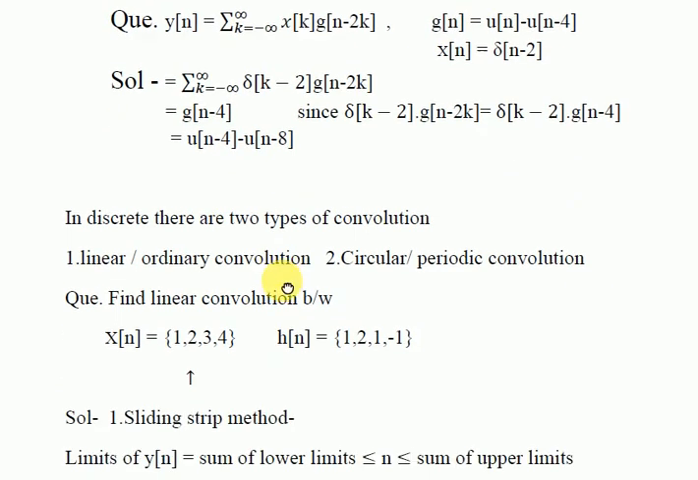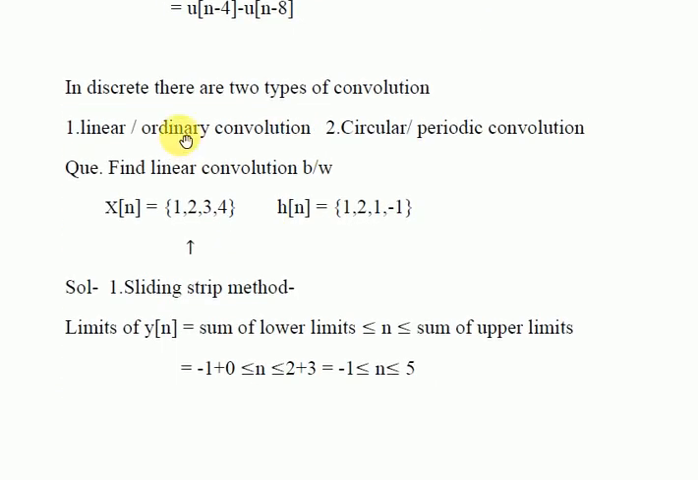Okay. The next topic is again based on convolution. In the discrete case there are two types of convolution. First is linear or ordinary convolution, second is circular or periodic convolution. It is easy, you don't need to worry about this. So first is linear convolution, or ordinary convolution.